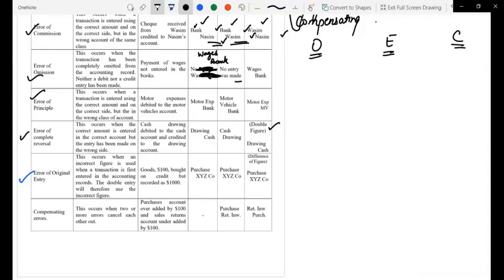What was supposed to be debited was written on debit side. What was supposed to be credited was written on credit side. There was no error of sides. There was no errors of classification. There was no error of accounts. But this time, the error was of amount, of figure. How? For example, the example is given: goods of $100 bought on credit but recorded as 1,000.